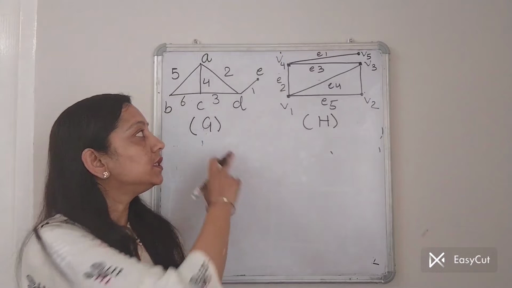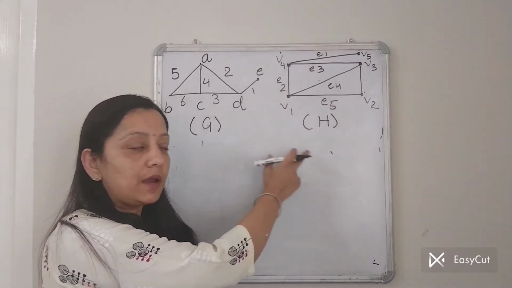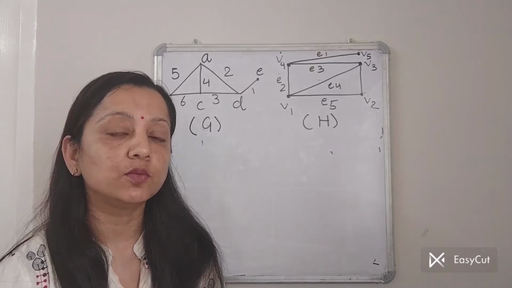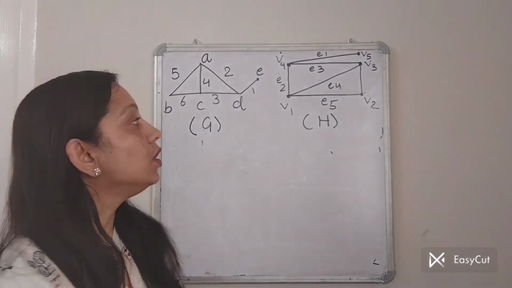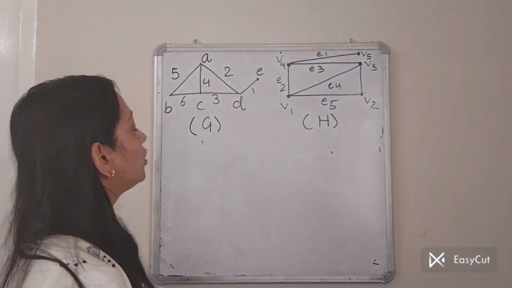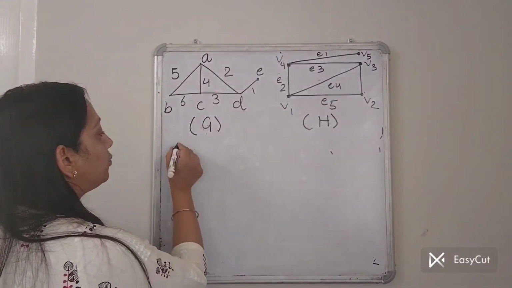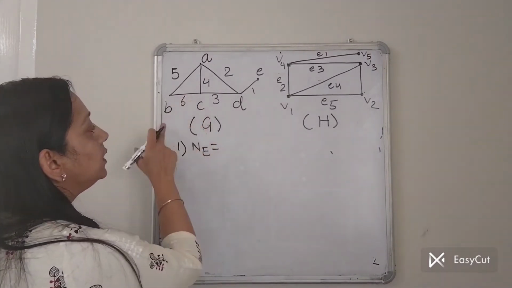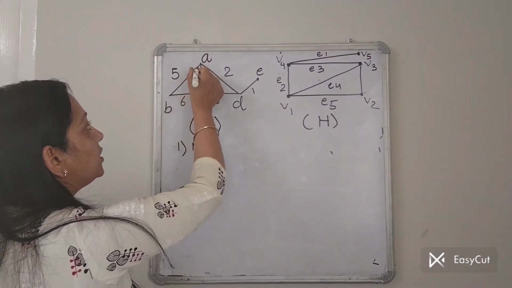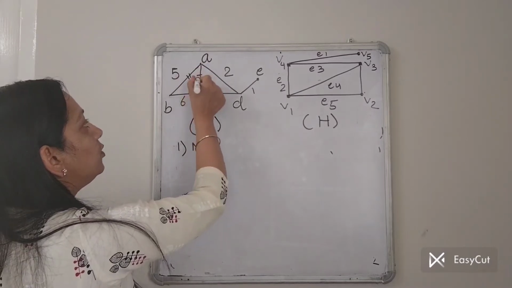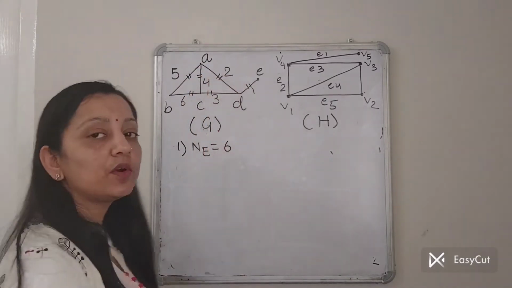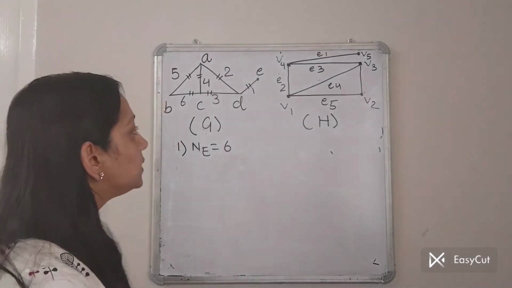Okay, now I will consider these two graphs, graph G and graph H. Again, I have to find out if these graphs are isomorphic or not. So first of all, I will check the initial properties. The number of edges in graph G: what are the total number of edges? 1, 2, 3, 4, 5, 6. So the total number of edges in graph G are 6.